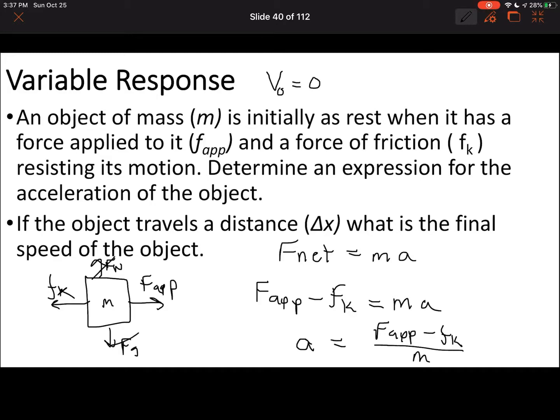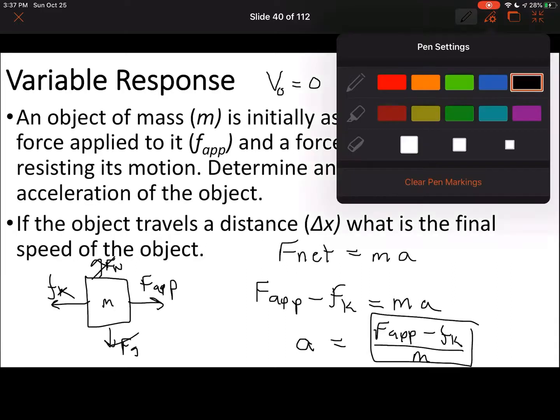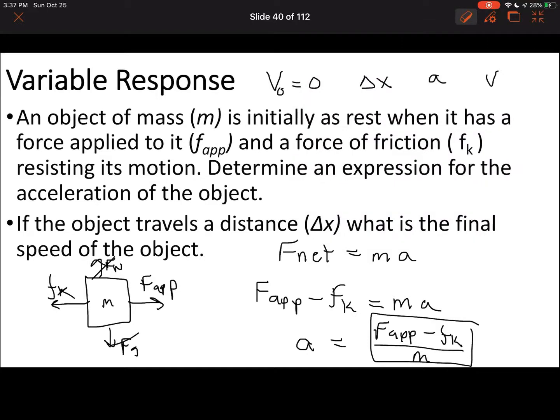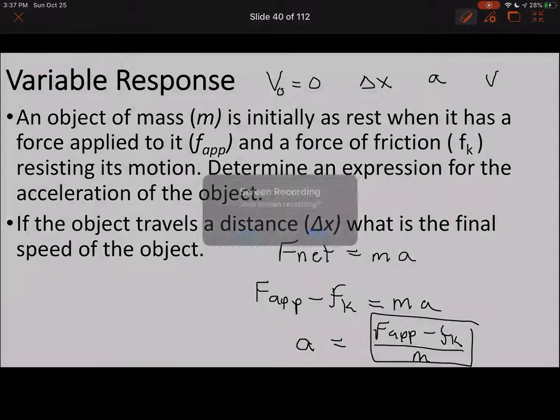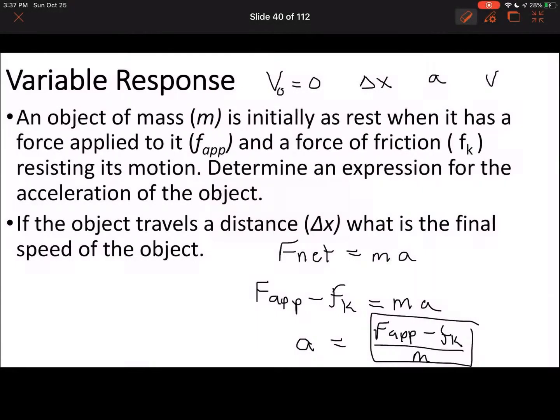Well, it was initially at rest here, so v naught is 0. I know that we travel delta x, and I also know the acceleration. I know the acceleration is F applied minus Fk divided by m. What is the speed of the object? I'm looking to figure out what's that final speed here. Do I have an equation that relates these values to each other? v naught, delta x, a, and v. I absolutely do. I'll rewrite this over here.